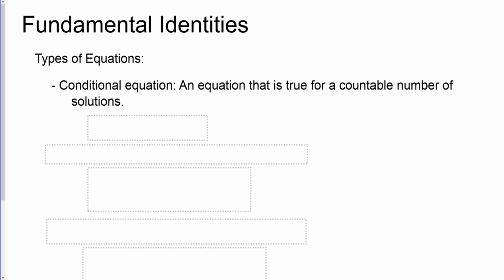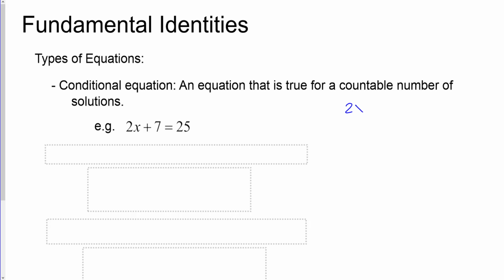Generally, the cases that you run into are one solution, two solutions, maybe a few more than that, but generally you can count the number of solutions. So it's not necessarily finite, but it's countable. So for instance, 2x plus 7 equals 25. This is a conditional equation. And you know very well at this point what to do to solve that.